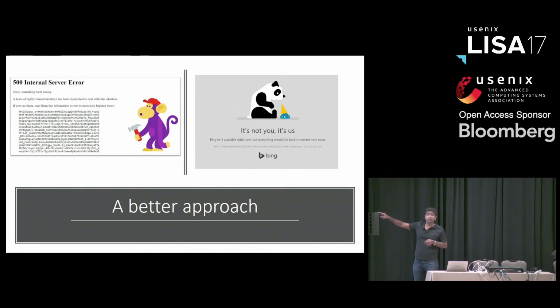The one on the left is also an error message. Can somebody take a guess as to which site has an error message like that?